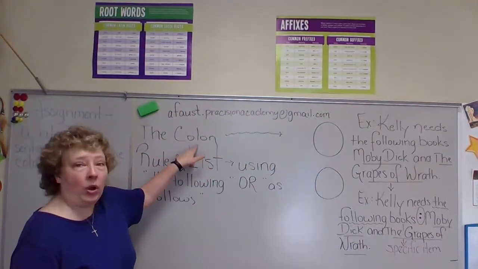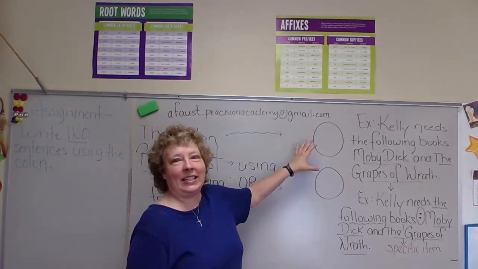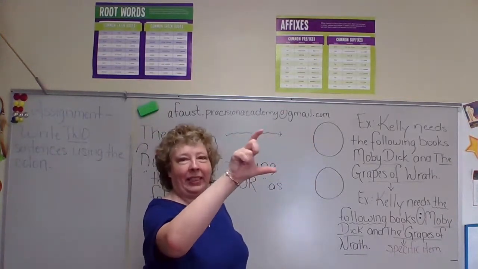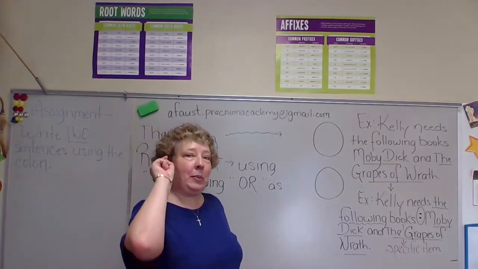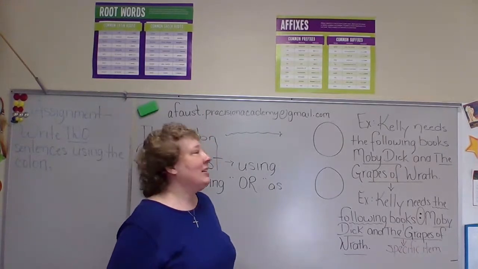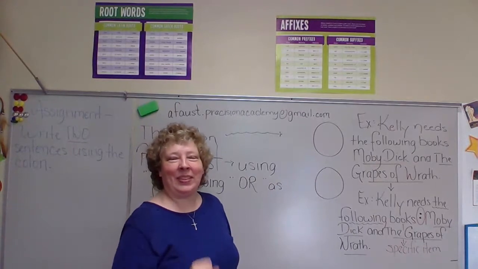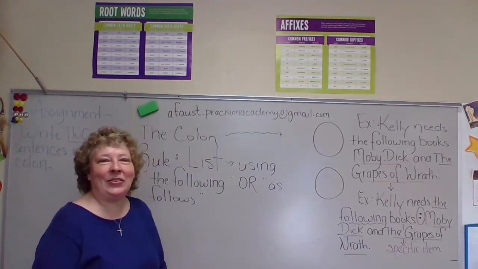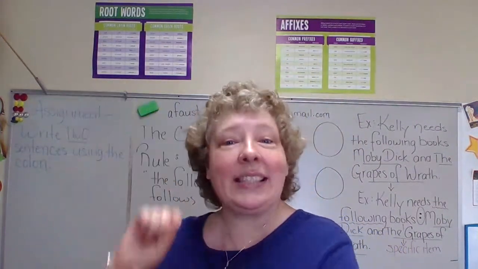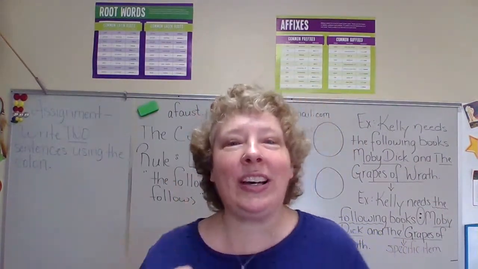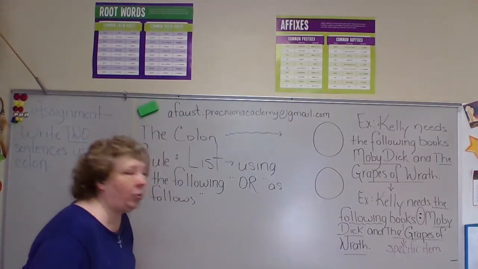Okay, C-O-L-O-N. And this is what the colon looks like. 2 periods. Okay? All right. Remember the semicolon was 1 period and then a comma underneath? This time, 2 periods. 1 at the top and 1 at the bottom. Okay? Are you ready? You have your notes out. You're ready to write? Pen, pencil. Good job. Okay. So, our rule is this.